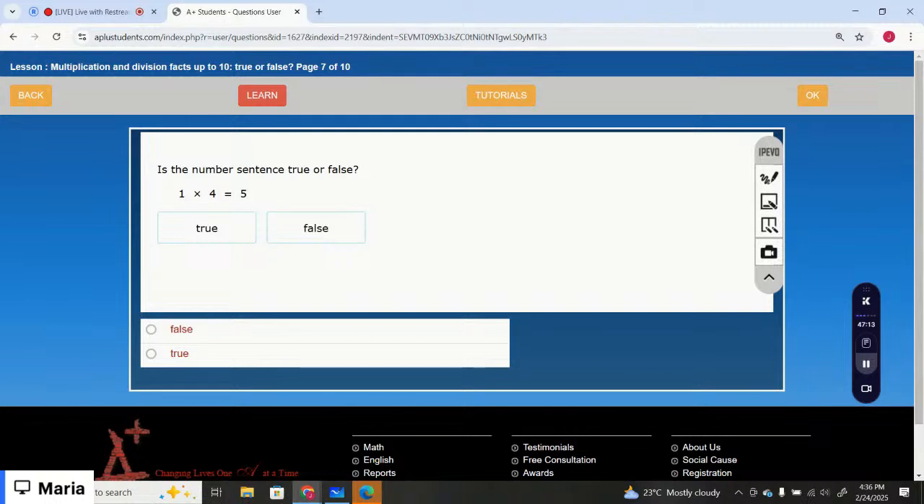1 times 4 equals 5. That is again false.